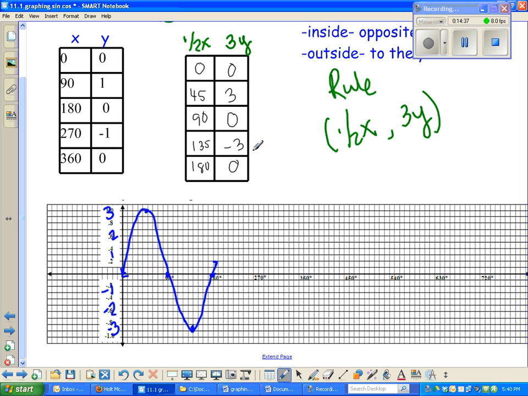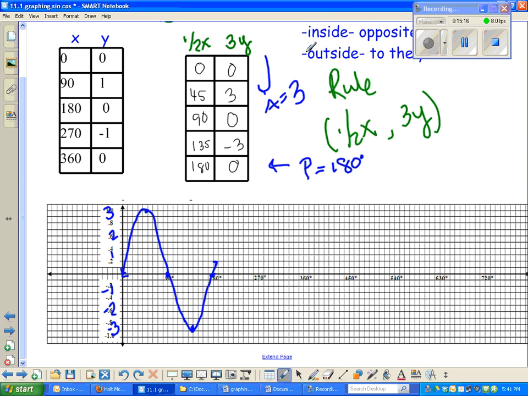So if we go back here now and look at our table, our period is 180 degrees. Okay, our period got smaller based on what happened to our x's. So our original function, it took 360 to get one full cycle. This time it took us 180 degrees. And our amplitude, we can look at our y's. It goes from 0 to 3 or 0 to negative 3. Our amplitude is 3.